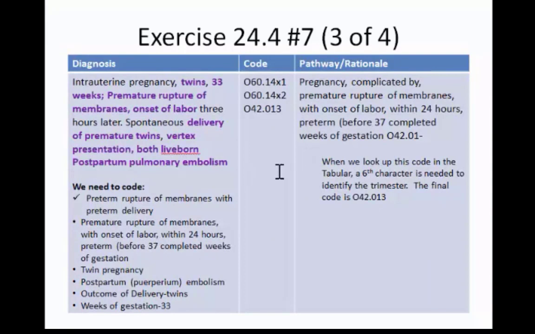So now let's look at the next, the complication of the premature rupture with the onset of labor within 24 hours, preterm, because we were before 37 weeks. That gives us this O42 code, and the final 6th character in this case is the trimester.